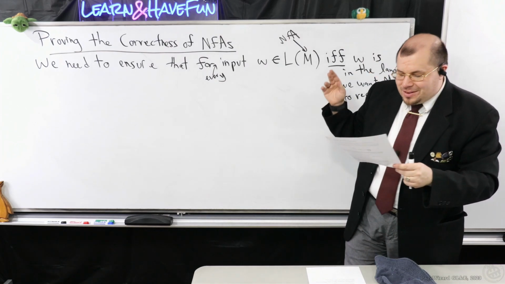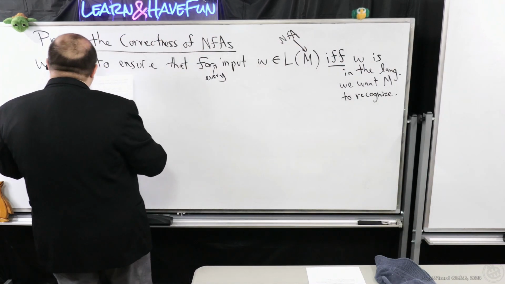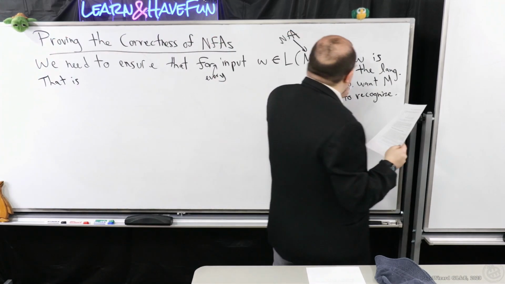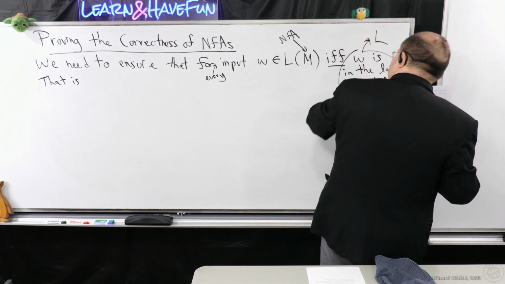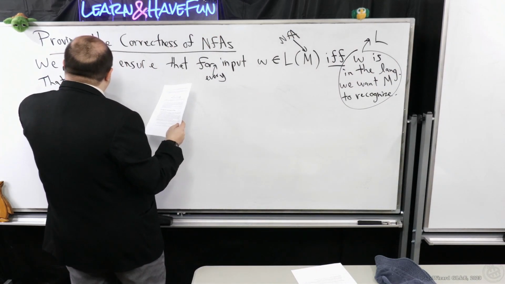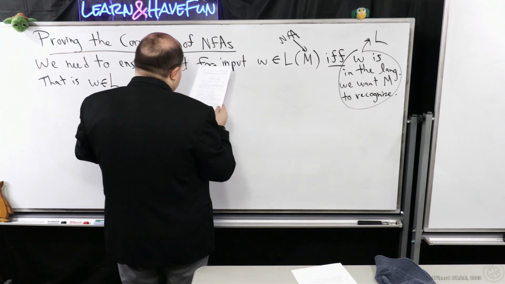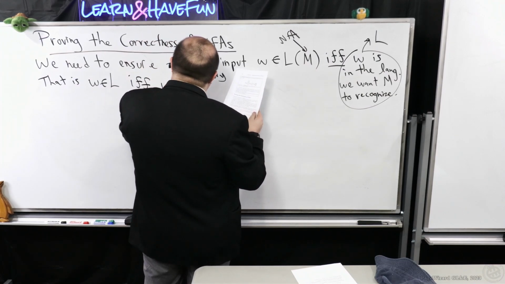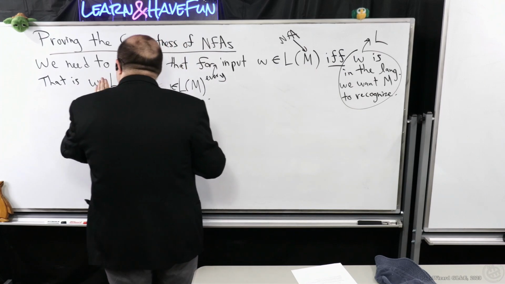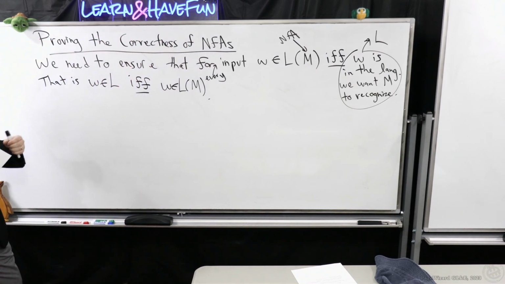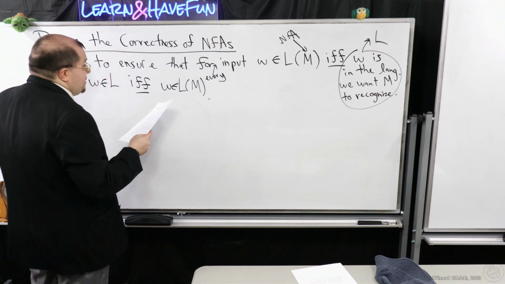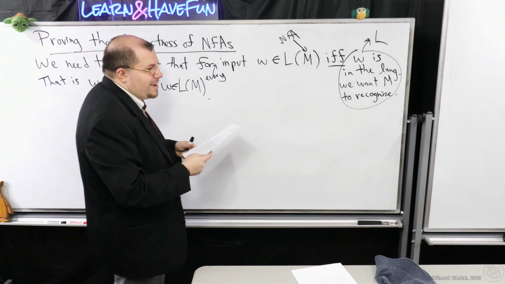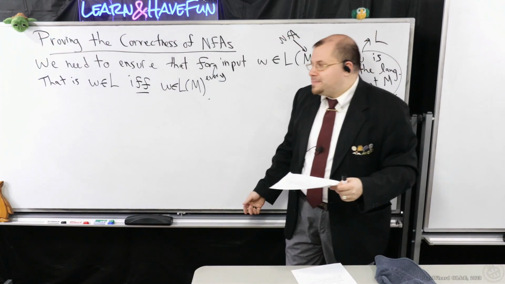So that is, if I call this language L, that is, a W is in L if and only if W is in L of M. Remember, L of M is the language of the machine. L is just the desired language I would like to prove. They're not the same thing. Well, the goal is to prove that they are the same. But the thing is, we may not necessarily have that. In that case, you would have an incorrect NFA.